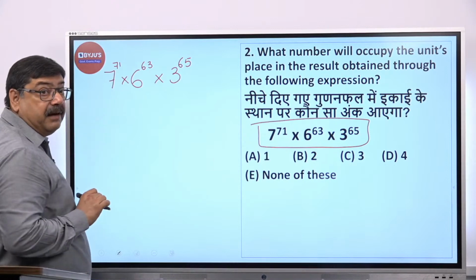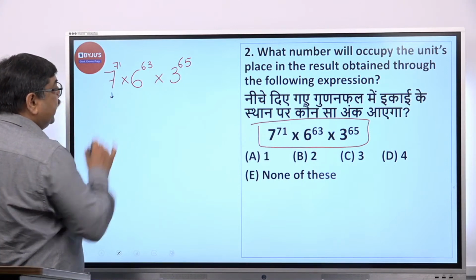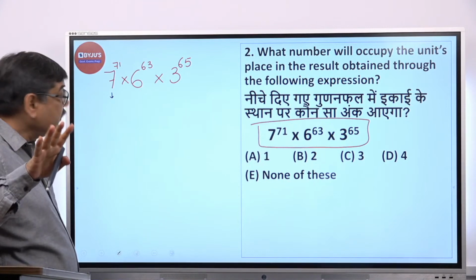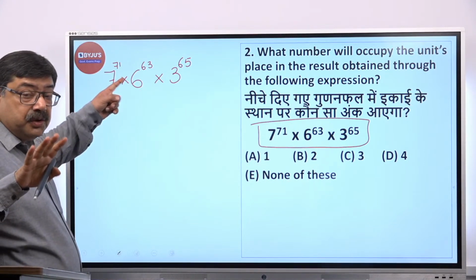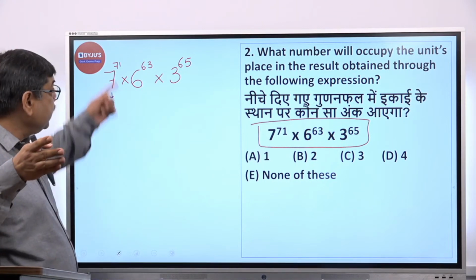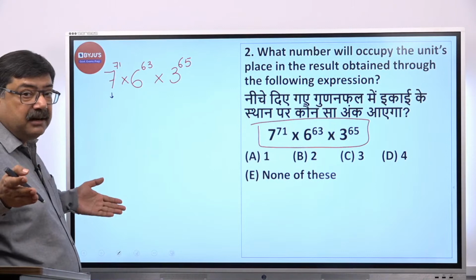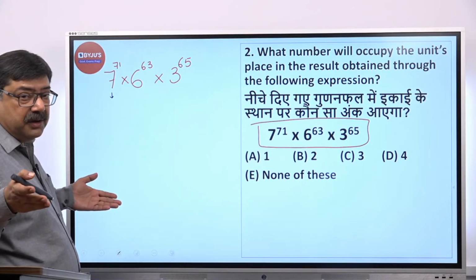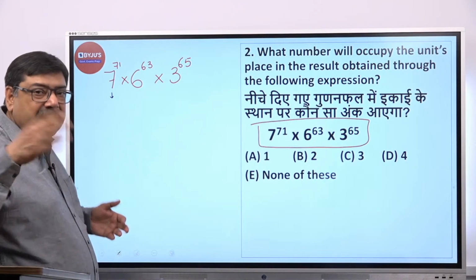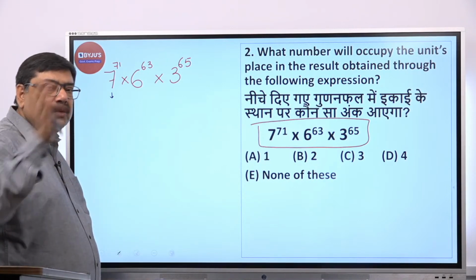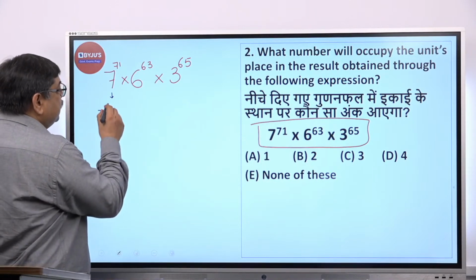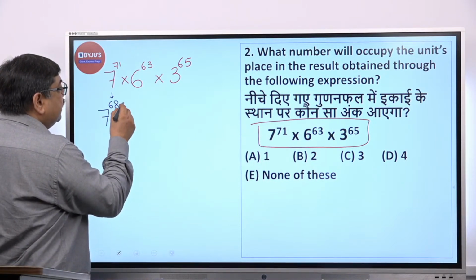7 raised to 71. Here 7 has a cyclicity of 4, so the power should be divisible by 4 first, and then let us see what the remainder is. The nearest multiple will be 68, as you know. You don't have to literally divide 71 by 4. 72 is divisible by 4, so 72 minus 4, 68, is divisible by 4. So this can be written as 7 raised to 68 plus 3.